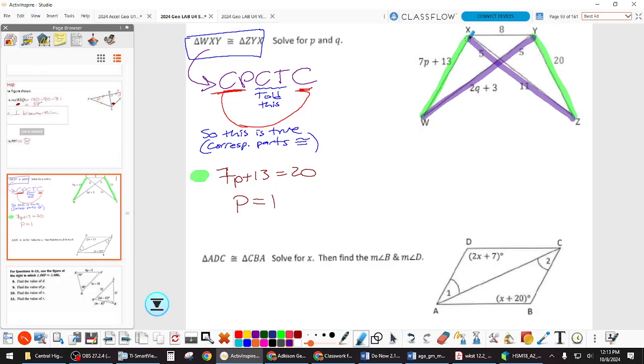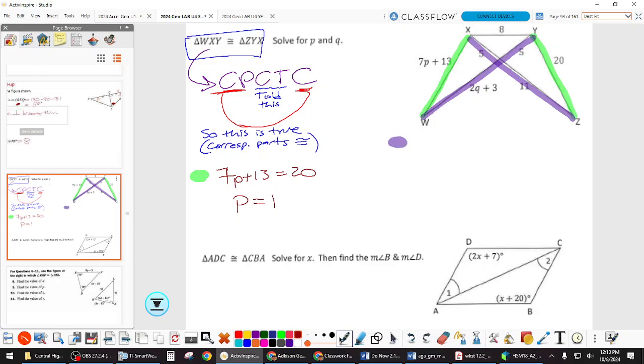Okay? So the reason I say be careful is because in this one, it is true that 2Q plus 3 equals 11, but only because we're told that both of those are 5. If they were not, then we can't set pieces of pieces equal, if that makes sense. Okay?